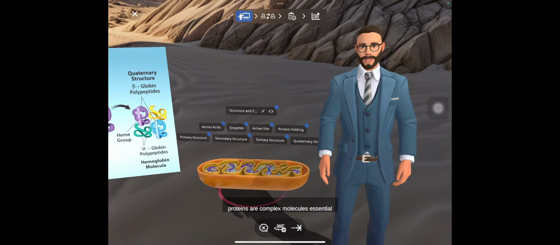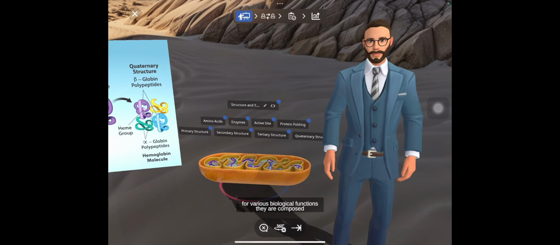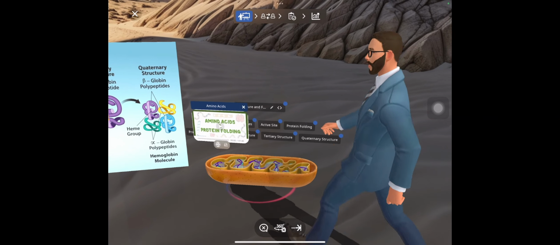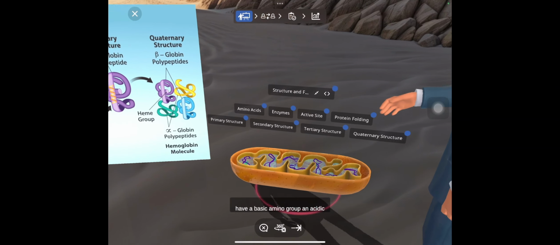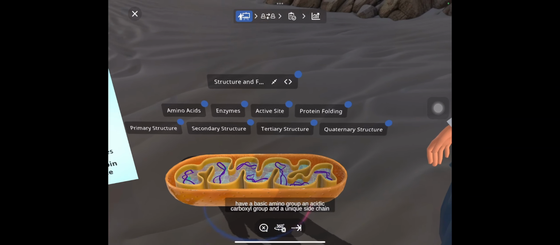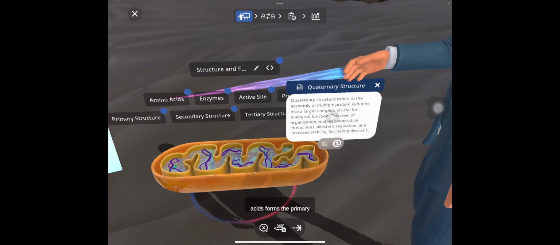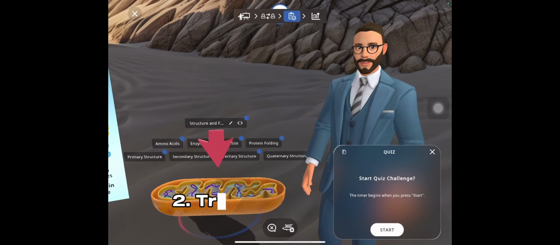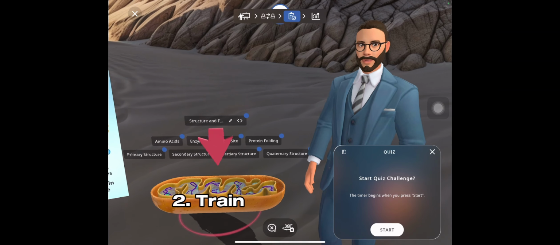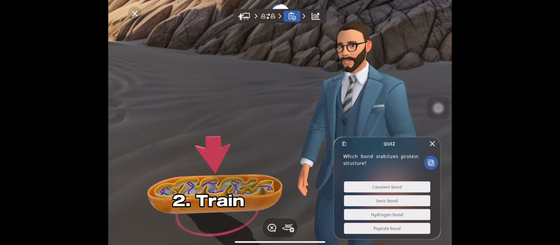Proteins are complex molecules essential for various biological functions. They are composed of amino acids, which have a basic amino group, an acidic carboxyl group, and a unique side chain. The sequence of amino acids forms the primary structure. Start quiz challenge. The timer begins when you press start. Which bond stabilizes protein structure?